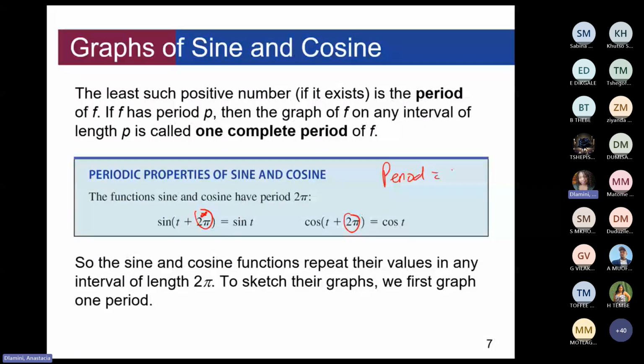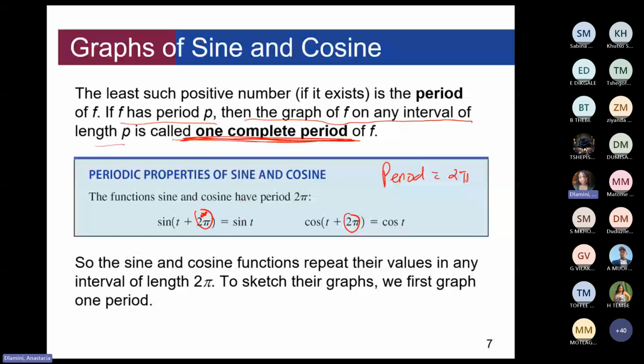Now, there's something that you need to be very careful about. If f has a period of p, then the graph of the function f on any interval of length p is called one complete period. Did you see this word somewhere? Hello? Yes. Thank you. Let's look at that.